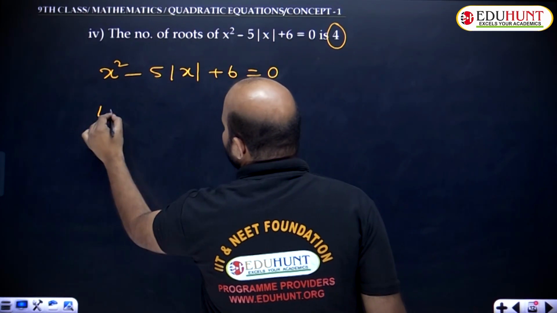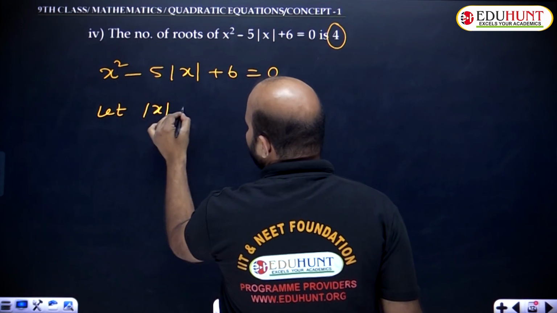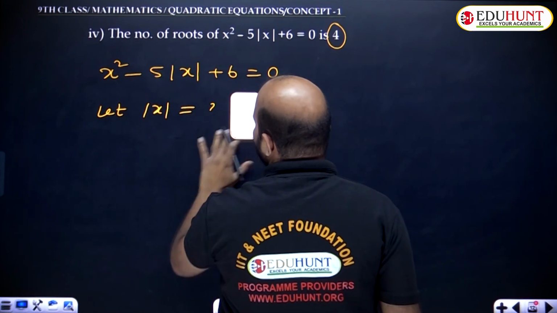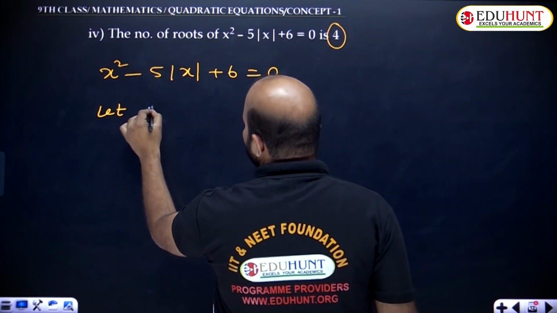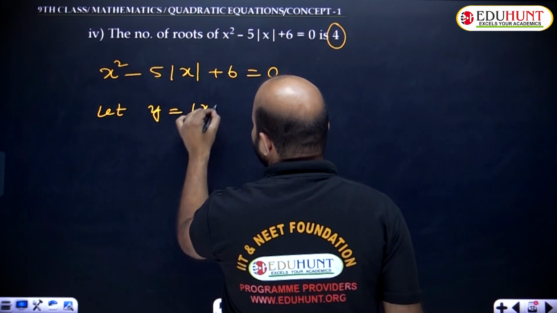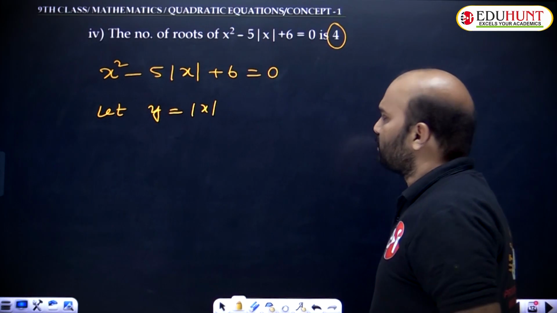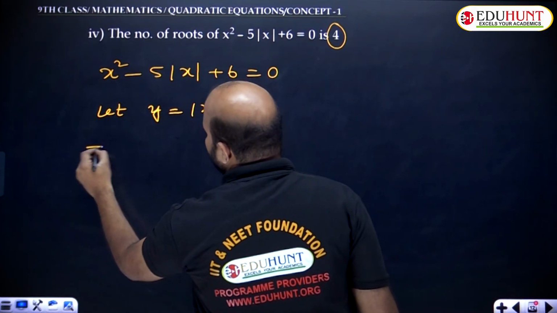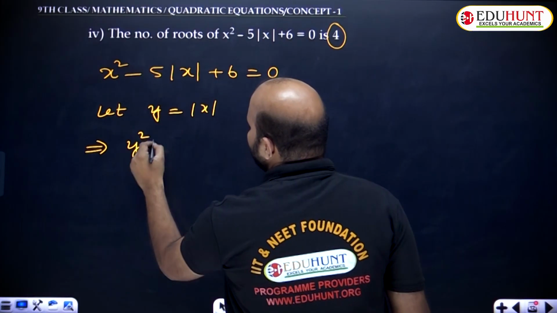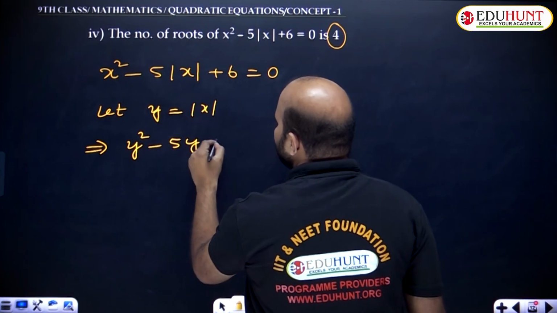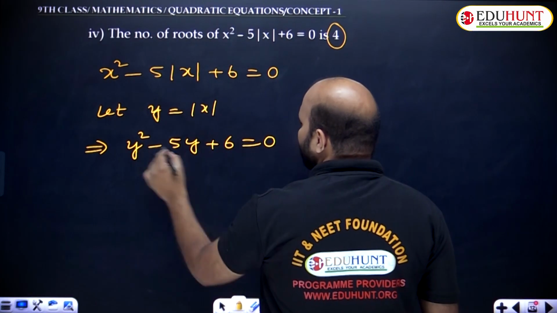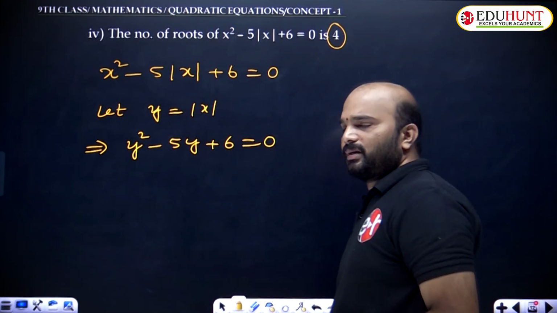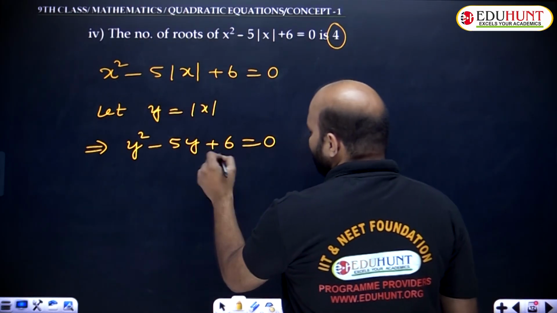So let me take mod x first. Mod x can be considered as y. So let y equal mod x. Now the equation can be written in terms of y as y square minus 5y plus 6 equals 0. This is a type of quadratic equation.